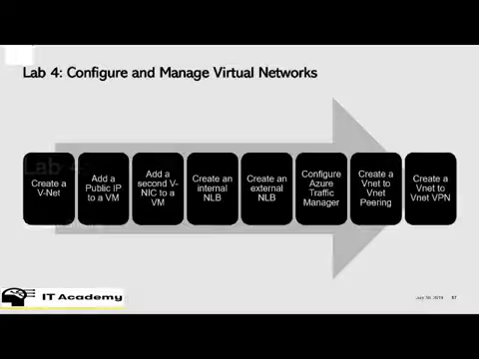Let's take a look at the exercises that we're going to come across in Lab 4. In Lab 4, we're going to go through several exercises that give us some hands-on experience on the modules we've just talked about in this course. We're going to create a virtual network, we're going to add a public IP address to a virtual machine, we're going to add an additional virtual network card to a virtual machine, we're going to create both an internal and an external Azure Network Load Balancer, we're going to implement several configurations in Azure Traffic Manager, we're going to create a VNet to VNet peering, and then finally, we're going to create a VNet to VNet VPN.